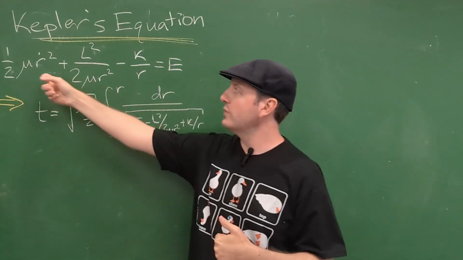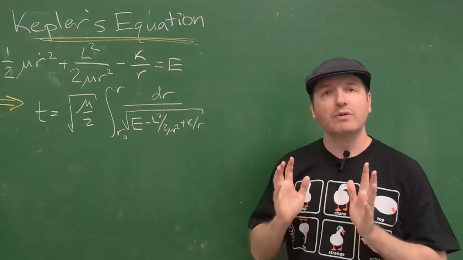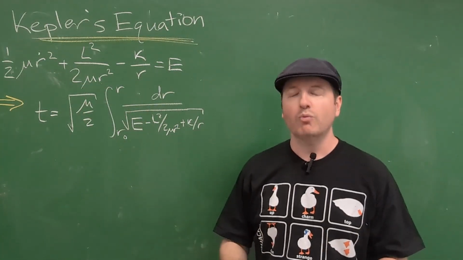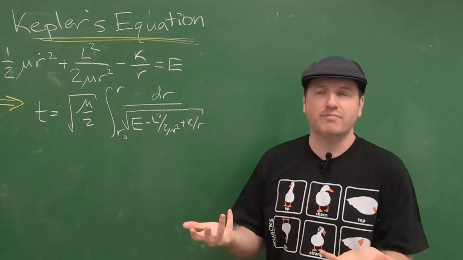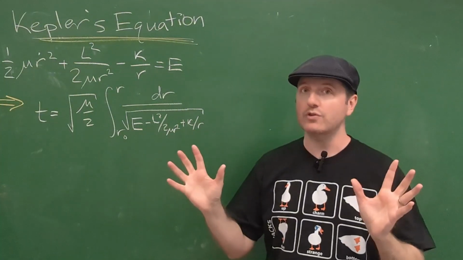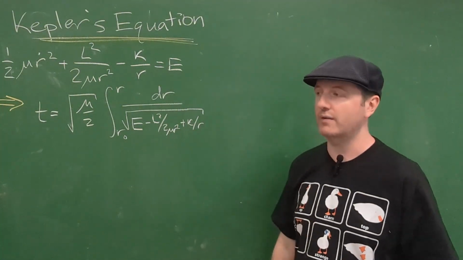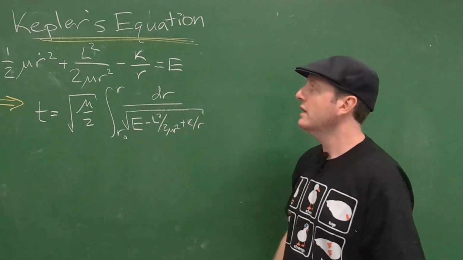And mu, which is shown here and here, that's the reduced mass of the system, which, remember, is the product of the masses divided by their sum. It's the effective mass of the whole system. We reduced the 2-body problem to an effective 1-body problem in a previous video.